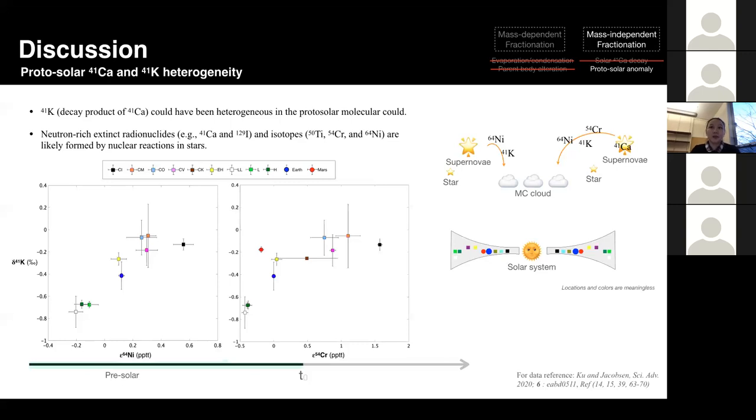So we plot our potassium data with epsilon 64 nickel and epsilon 54 chromium. The overall good correlations between potassium and nickel, and potassium and chromium, suggest that the observed potassium isotope variation in meteorites could be the result of presolar nuclide anomalies, especially since nickel-64 is believed to relate to type II supernova shell explosion.